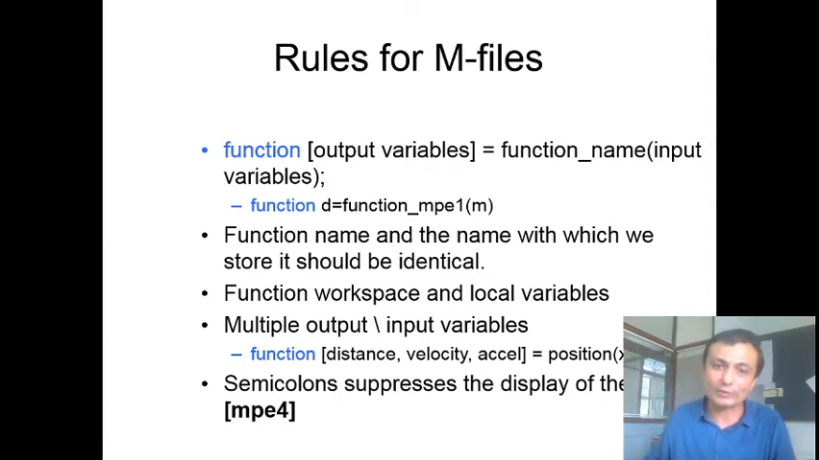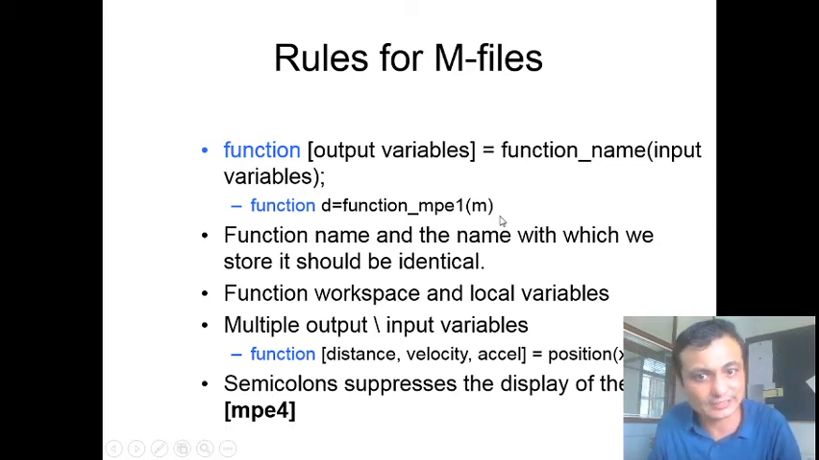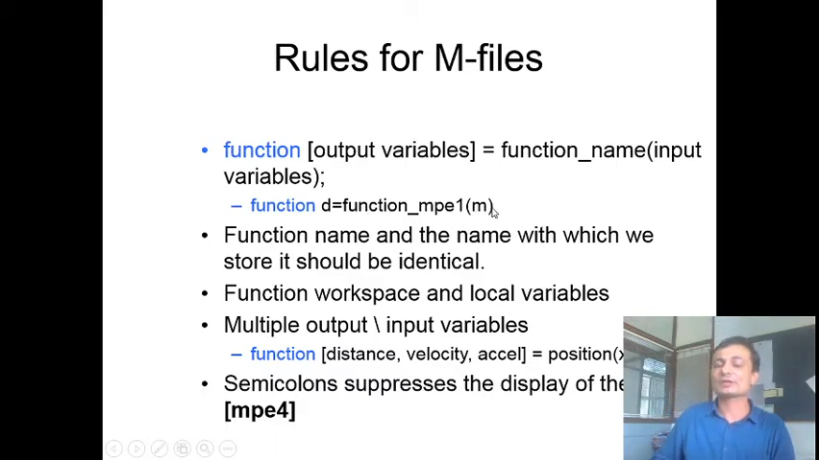Now if there is only one variable as far as output is concerned, you don't need to write it in square brackets. You can just write function d equals function underscore, this is the name of the function, and this is the input variable. However, even if there is a single input variable, you have to put it in the parentheses. So you cannot write function underscore mpm. You have to put them in the parentheses.